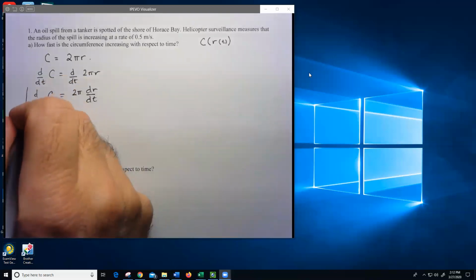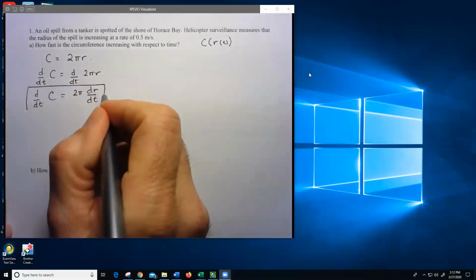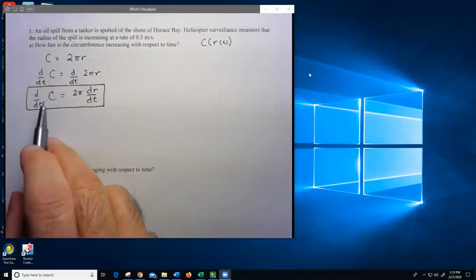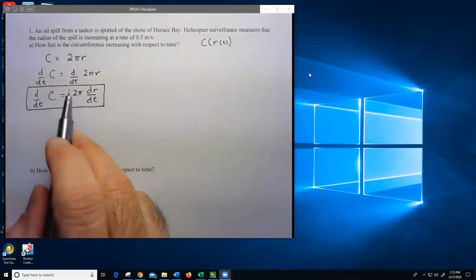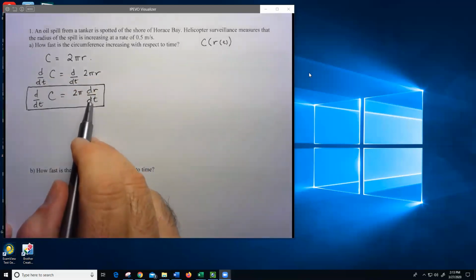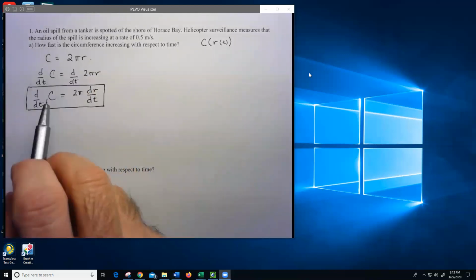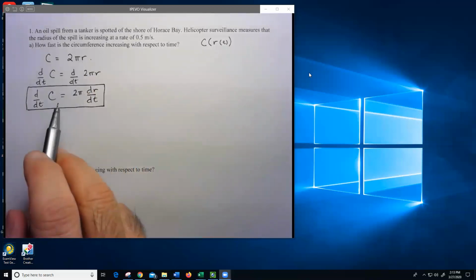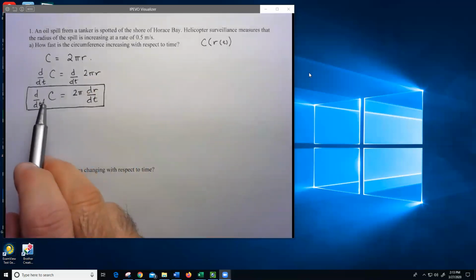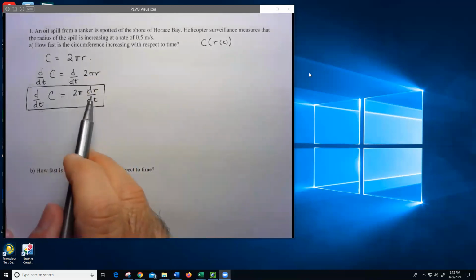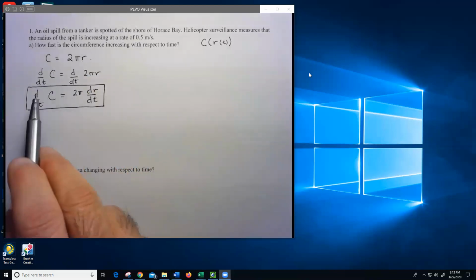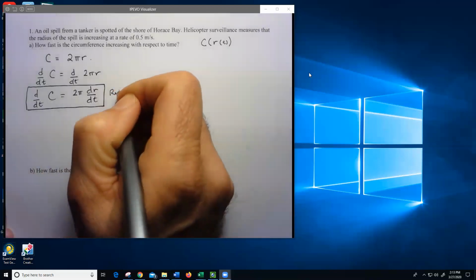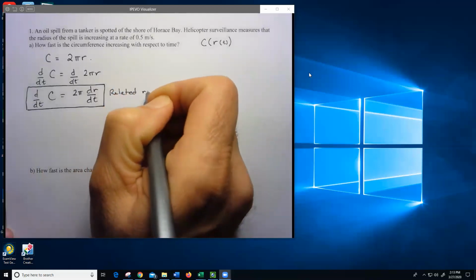And I want you to look at this equation, okay? Because what I now have is an equation that relates the derivative of circumference with respect to time to the derivative of radius with respect to time. Our original function related the circumference with the radius. This now relates two different objects. It represents the derivative of c with respect to time and the derivative of r with respect to time. So it relates these two rates. And so this is why we call this a related rates equation.